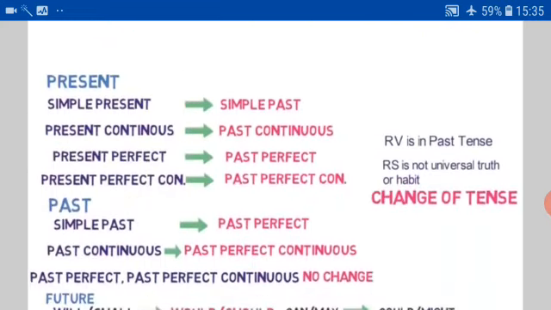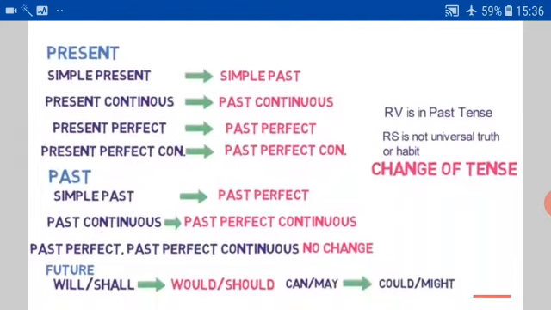Now let's look into the fifth step, change of tense. Students, change of tenses we have to do when the reporting verb is in past tense, or the reported speech is not universal truth or habit. We have to learn this. If the reporting verb is not in past tense, or the reported speech is universal truth or habit, then we cannot change the tenses. So it will occur if you see this type of conditions in the sentence. So we have to learn this table also.